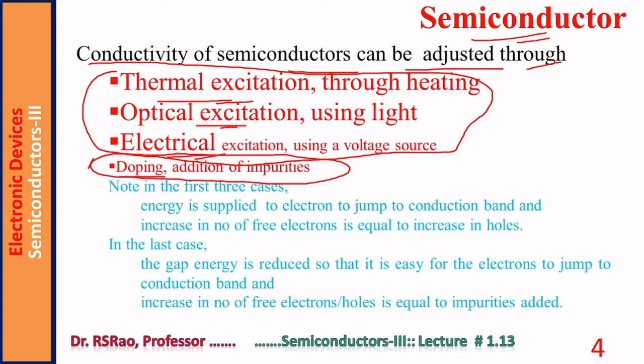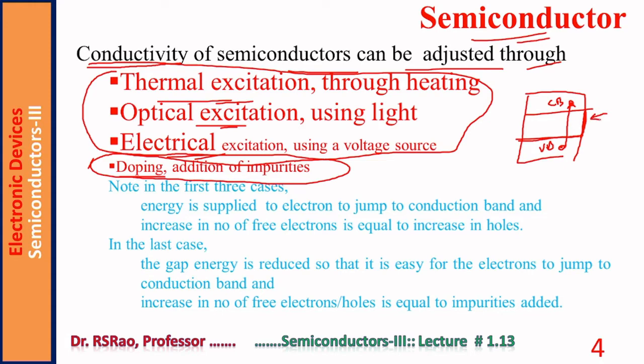What is that similarity? Consider the energy band diagram of a semiconductor. This is the valence band, this is the conduction band. Conductivity increases when free electron concentration goes up. Free electron concentration goes up when valence band electrons move to the conduction band. But valence band electrons can move to the conduction band only when they are supplied with energy, at least equal to the band gap energy. Then only can a valence band electron move to the conduction band.